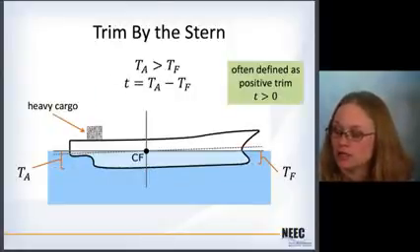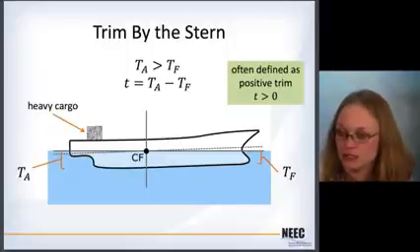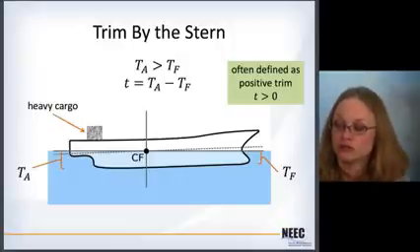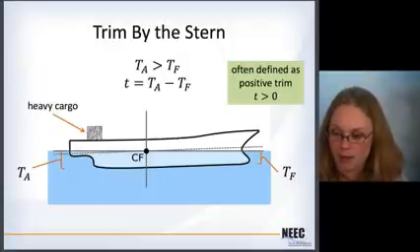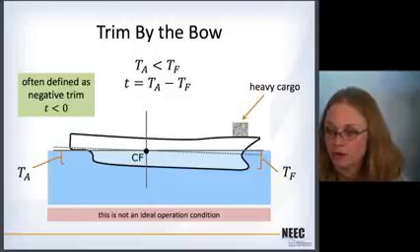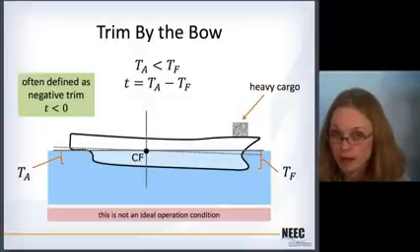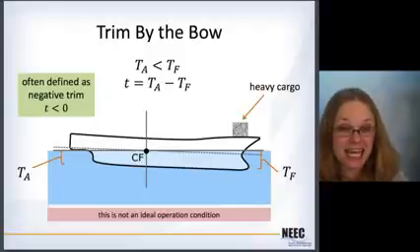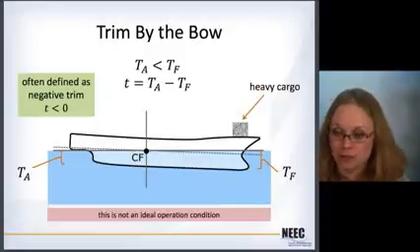Trim by the stern is often defined as a positive trim, using this equation where trim, lowercase t, is the draft aft minus the draft forward. So if you get heavy cargo in the back, it makes the bow pop up, and here's the difference. This is trim by the stern, which means the stern is down farther in the water. Trim by the bow means the heavy cargo is up in the front of the ship, and so the bow is farther down in the water. This is often defined as negative trim. This is not an ideal operating condition, which is probably why it's defined as negative trim. We don't want to have negative trim. If you have to have trim, you want it to be positive.